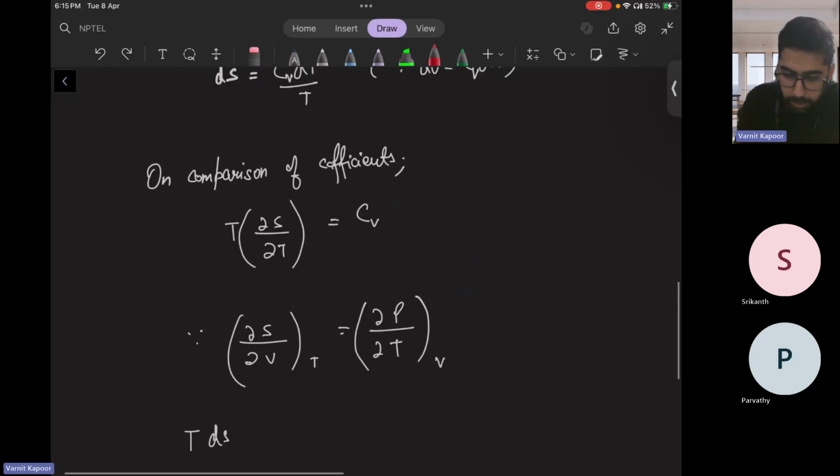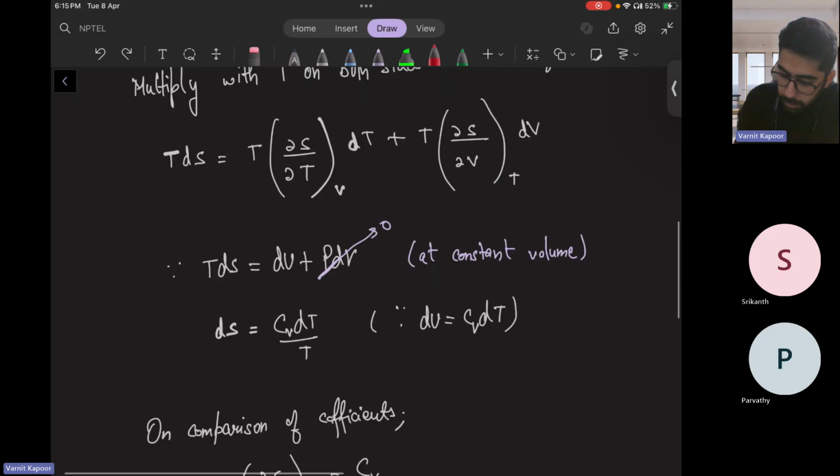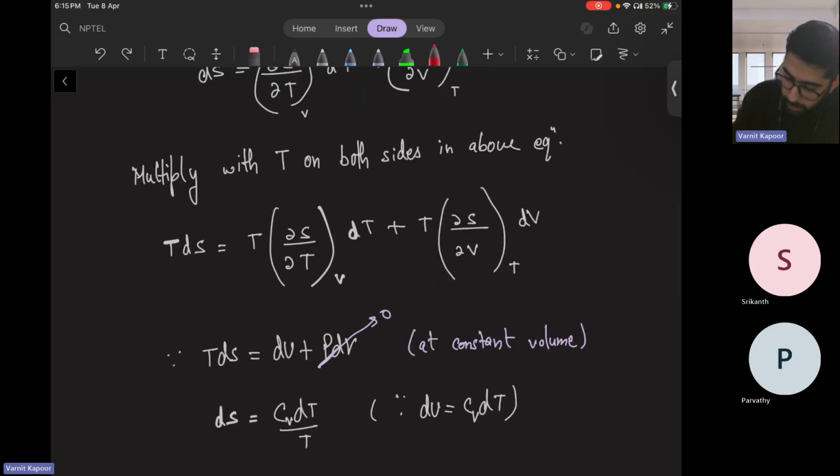Now put both these values in this equation. I'll write here which equation I'm talking about.